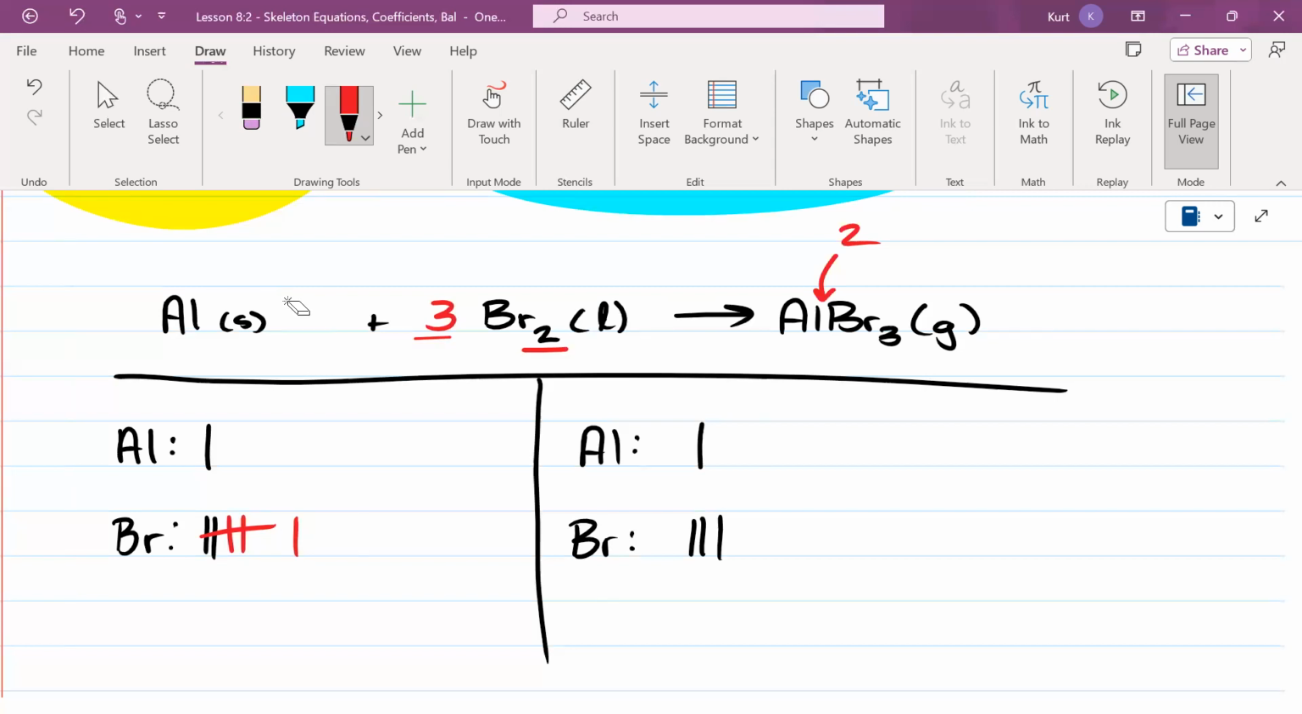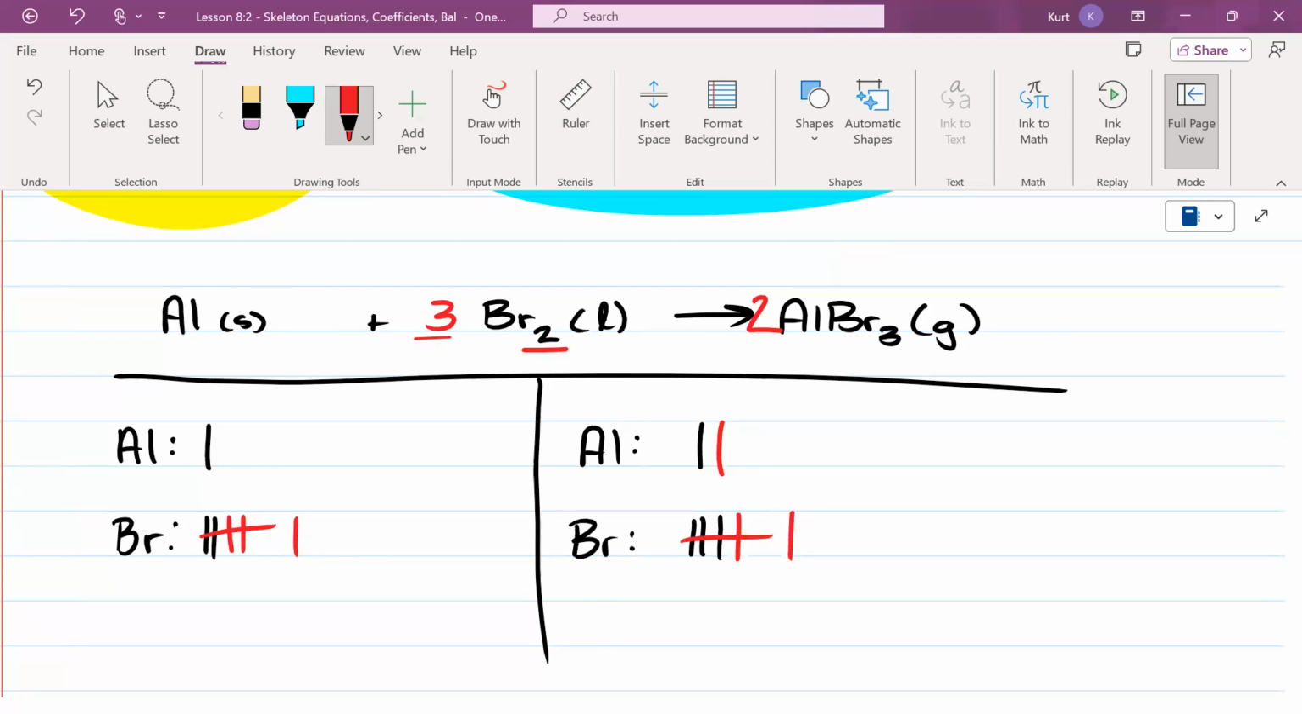So that 2 that Olive said, you are correct. The 2 has to go here. But Mr. Thorson, that's going to ruin the aluminum count. Trust me, it will work itself out in the end. Some of you already see what we're going to have to do. Olive, how many aluminums do we now have on the product side? Correct? How many bromines do we have on the product side?